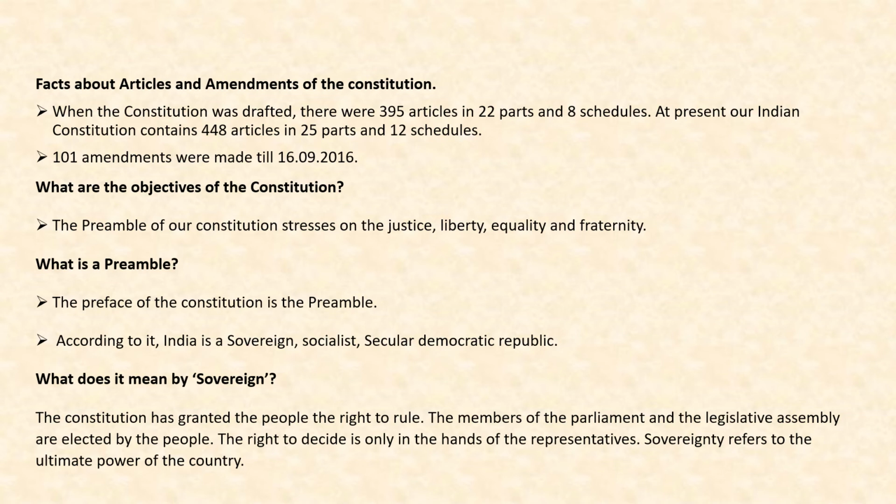What are the objectives of the Constitution? The objective of the Constitution stresses on justice, liberty, equality, and fraternity. What is the preamble? It is the preface of the Constitution. According to it, India is a sovereign, socialist, secular, democratic, and republic country. What does it mean by sovereign? The Constitution has granted the people the right to rule. The members of the Parliament and the Legislative Assembly are elected by the people. The right to decide is only in the hands of the representatives. Sovereignty refers to the ultimate power of the country.